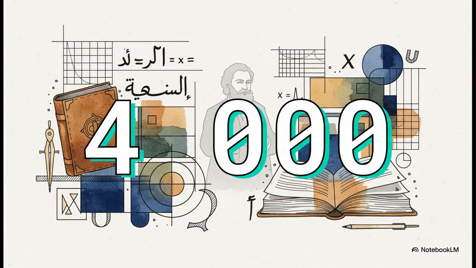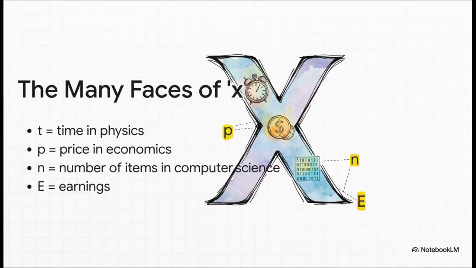Every single time you solve for x, you are participating in a 4,000-year-old conversation. From an Egyptian scribe carefully writing a thing to a modern programmer defining a variable, the goal has always been the same: to harness the power of the unknown to make sense of our world. And while X gets all the glory, the idea it represents is kind of like a container that can hold any idea you want. It can be T for time in physics, P for price in economics, or N for the number of items in computer science. The letter itself changes, but that powerful idea of a placeholder for a value, that stays the same.